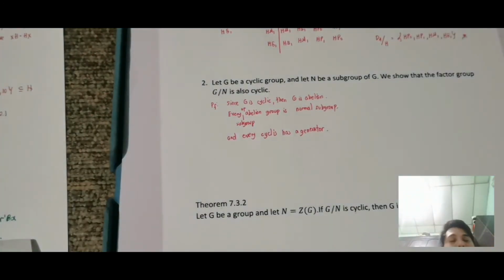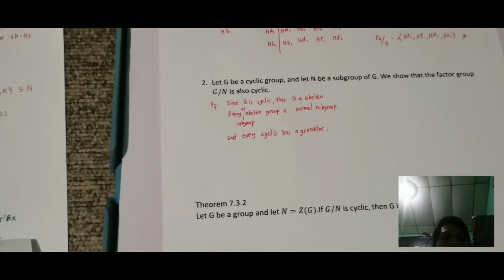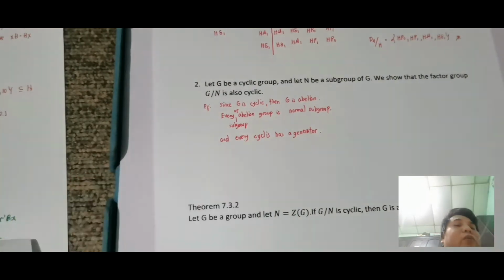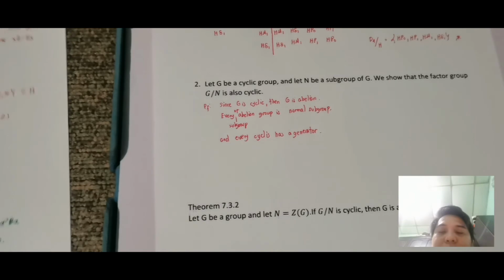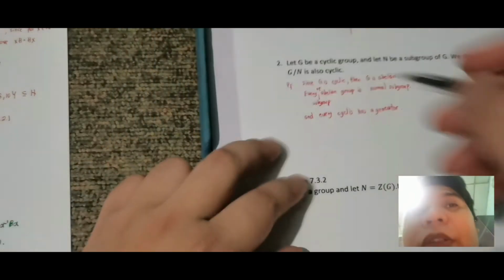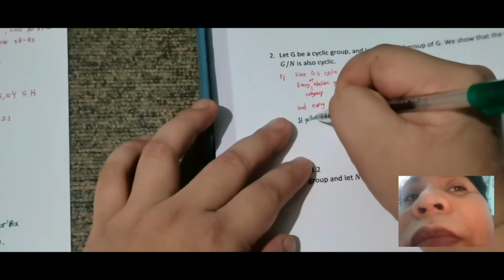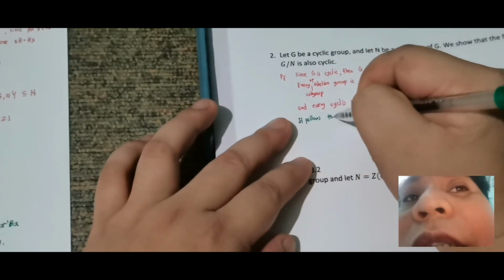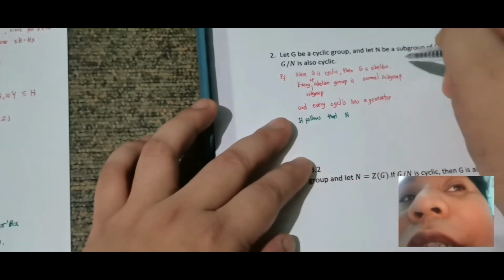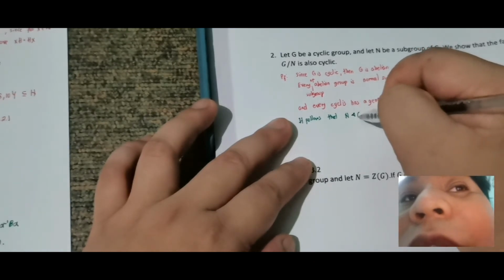Okay, so I think sapat na yung mga sinabi ko na yan. Okay, so again, ito yung magiging laban natin dito. So para mapakita natin na siya ay also cyclic, kailangan natin makapagpakita na yung G over N na yan is meron din siyang generator. Okay, so now it follows, so lagay ko dito, no, it follows that yung N natin na tinutukoy dito is a normal subgroup of G.